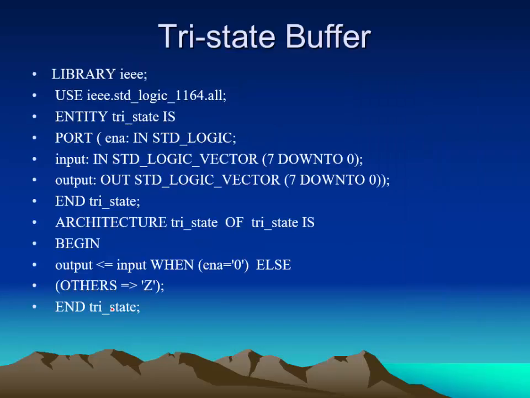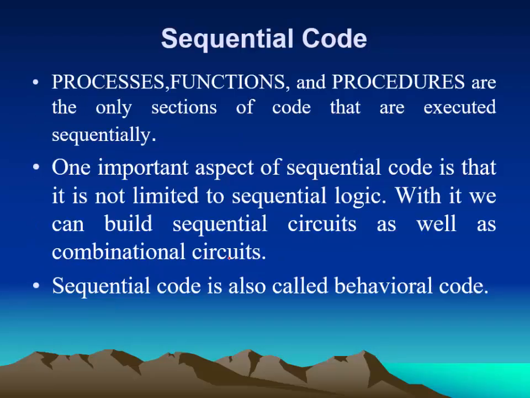We can also do tri-state buffers. Output is equal to input when enable is equal to 0, else others, when everything goes to Z right there. So we can also set up tri-state buffers. Now, something that VHDL allows is what we call behavioral code, or processes. And that's where we do a finite state machine.